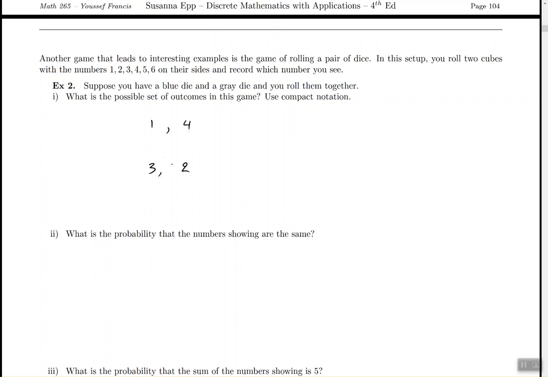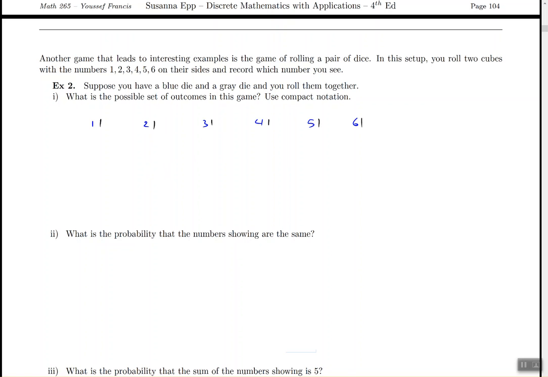So the first thing they want me to do in this game is to list all the possible outcomes, and they want me to use compact notation. So what I'm going to be doing is writing things like 1, 4 or 3, 2. So what does it mean to write 1, 4 or 3, 2? It means that 1 is going to be the blue die and 4 is going to be the gray die. Or in other terms, 3 is going to be the blue die and 2 is going to be the gray die. So let's make a list of all the possible things that may happen in this problem.